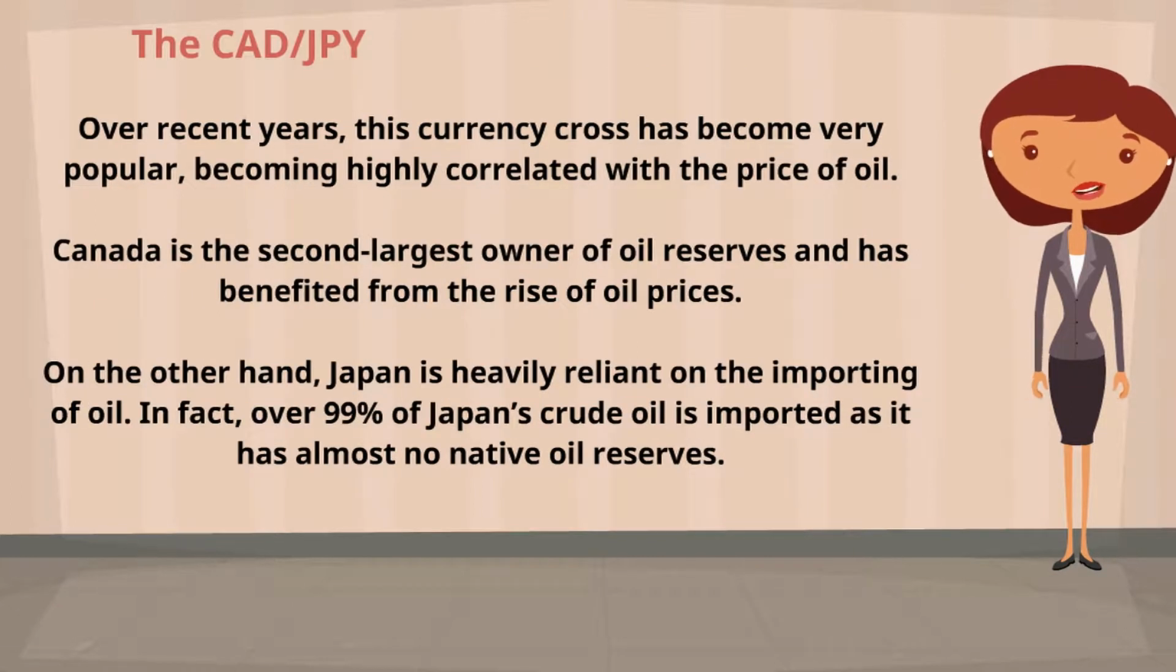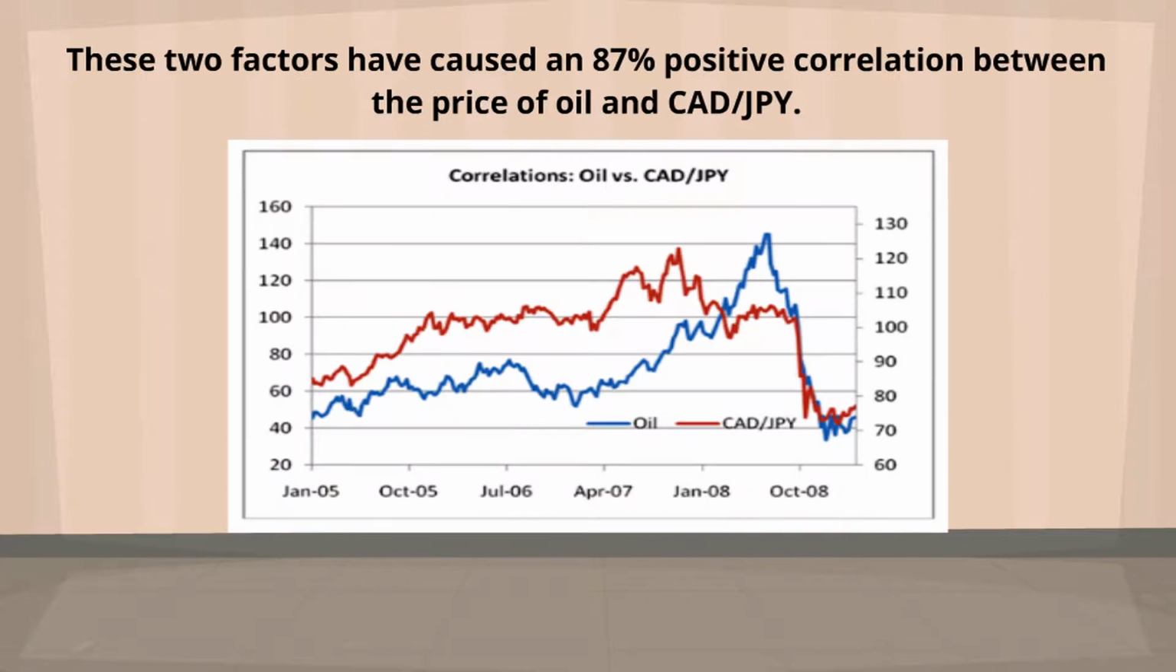The Canadian dollar to Japanese yen. Over recent years, this currency cross has become very popular, becoming highly correlated with the price of oil. Canada is the second largest owner of oil reserves and has benefited from the rise of oil prices. On the other hand, Japan is heavily reliant on the importing of oil. In fact, over 99% of Japan's crude oil is imported, as it has almost no native oil reserves. These two factors have caused an 87% positive correlation between the price of oil and Canadian dollar to Japanese yen.